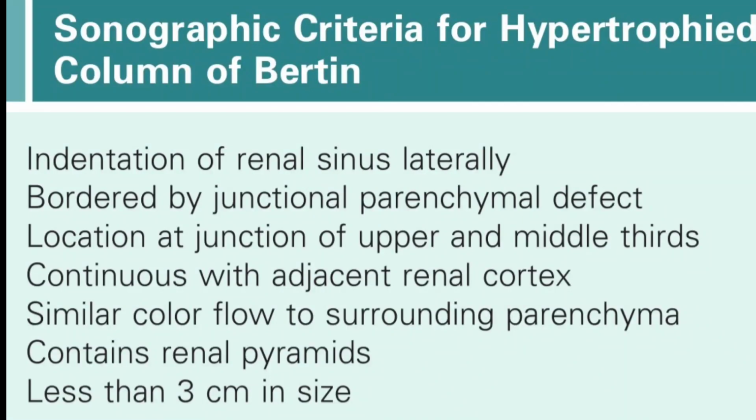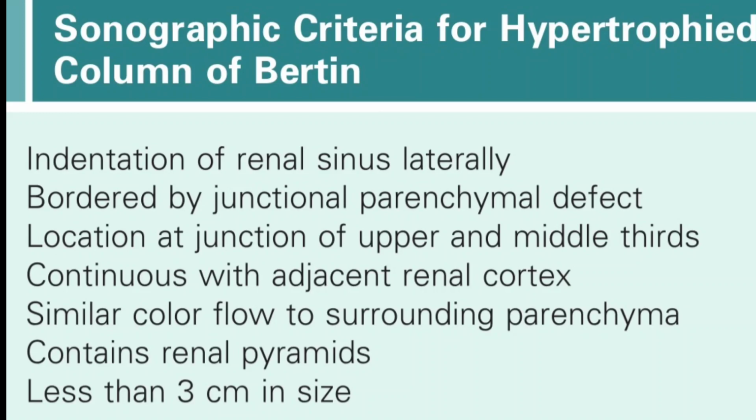Here you will see the sonographic criteria for the hypertrophied column of Bertin, which I am going to show you in pictures in the next slides. So what is it? It is an indentation of the renal sinus laterally, bordered by a junctional parenchymal defect, and it continues with the adjacent renal cortex. Mind you, the column of Bertin will be in continuation with the renal cortex.